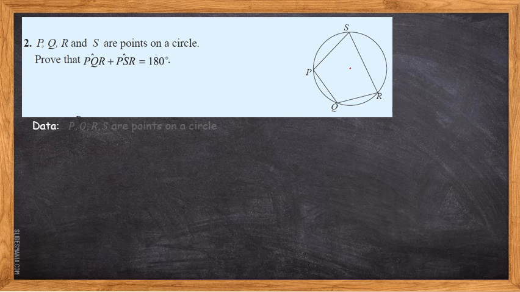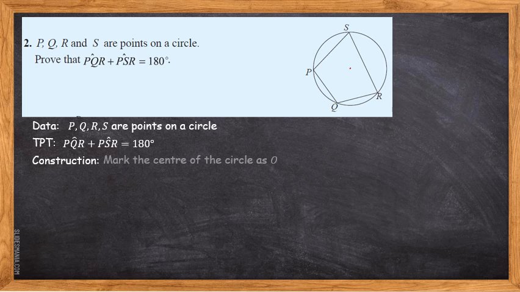Right. Then data PQRS are points on a circle. Then to prove that PQR plus PSR is 180 degrees, construction: mark the center of the circle as O. Right. Center එක අපි O කියලා ගමු. Then join PO and RO. Then there are two angles that are formed, POR and reflex POR.